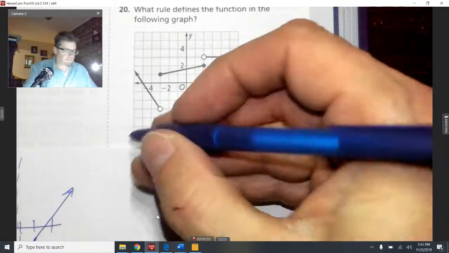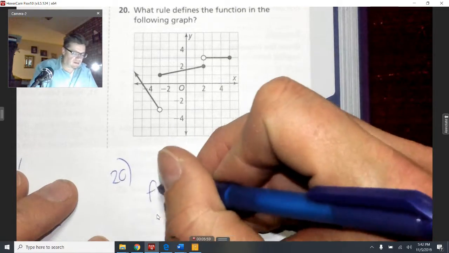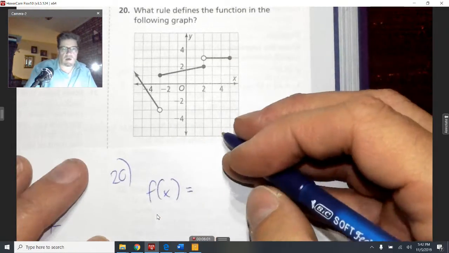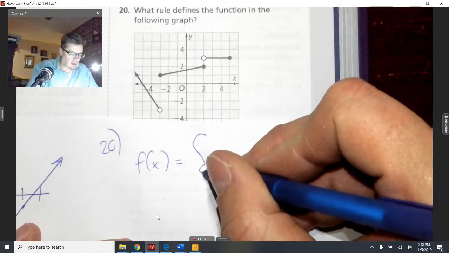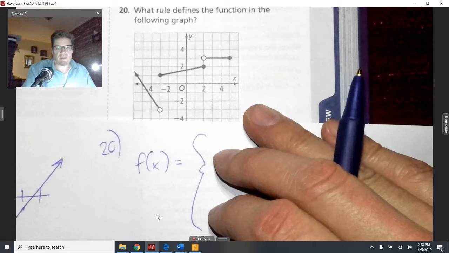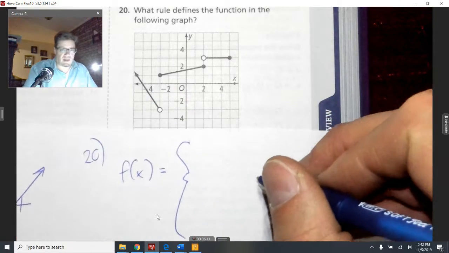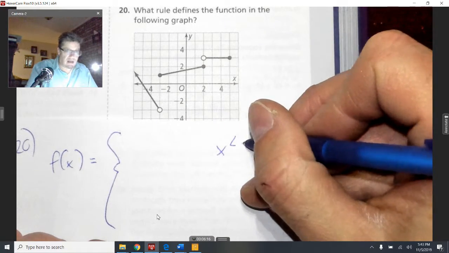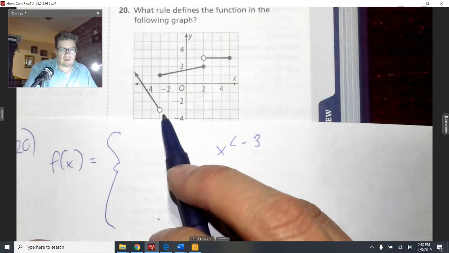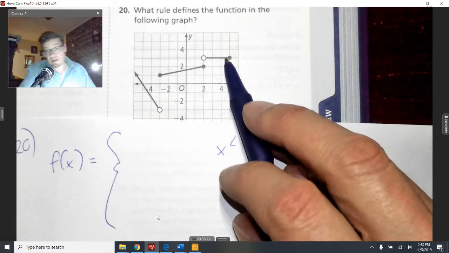All right, for 20, I'm going to see that there are 3 pieces, and I'm going to put f of x instead of y. I might as well just take care of the subdomain first. It looks like the subdomain here is everything where x is less than -3. I do not include it because I'm looking at this piece first. Then I will look at this piece, then that piece.